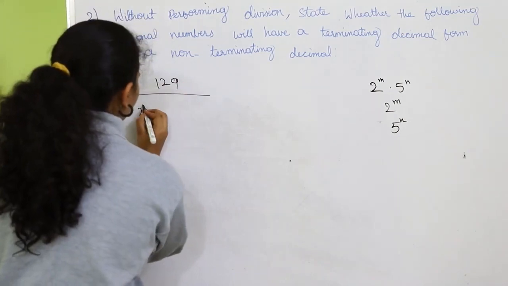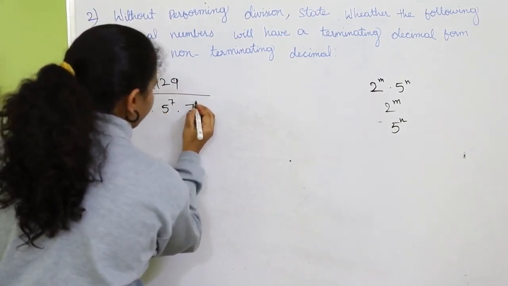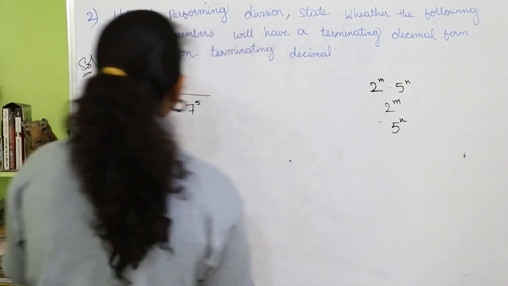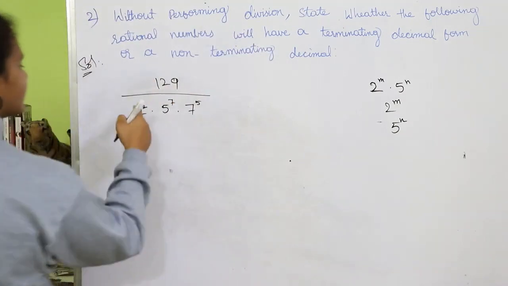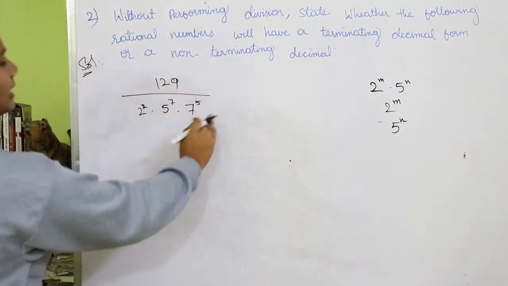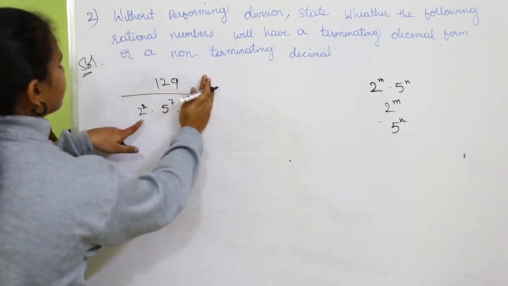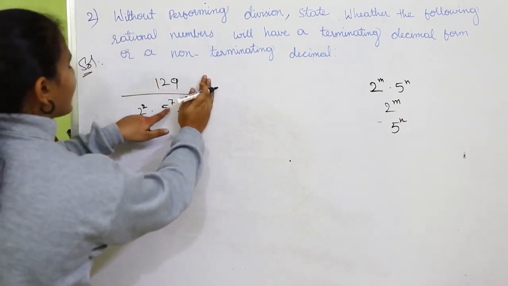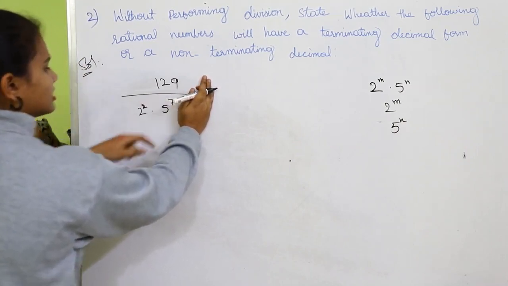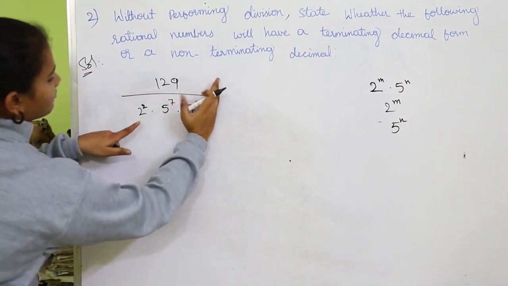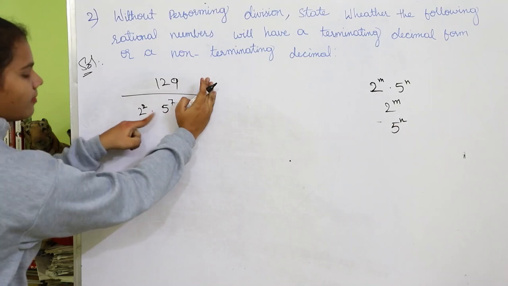129 by 2 square into 5 power 7 into 7 power 5. So 2 square into 5 power 7 into 7 power 5. Now coming back to here, you can see that if I eliminate 7 power 5, then this would become 2 square into 5 power 7. Then this is of the form 2 power m into 5 power n, right? If I eliminate this 7 power 5, this is of the form 2 power m into 5 power n.